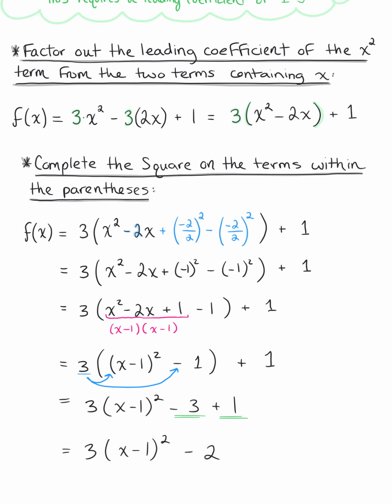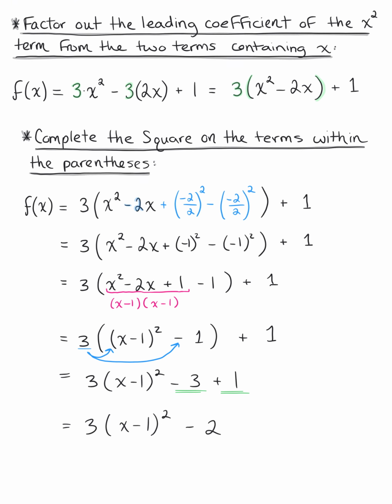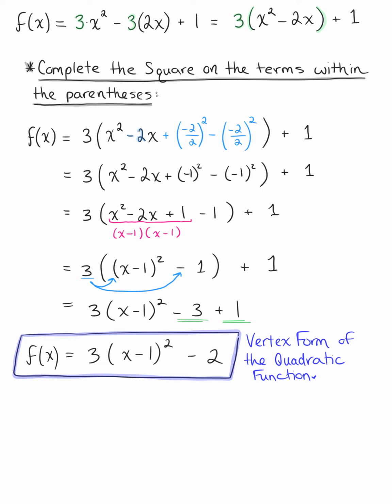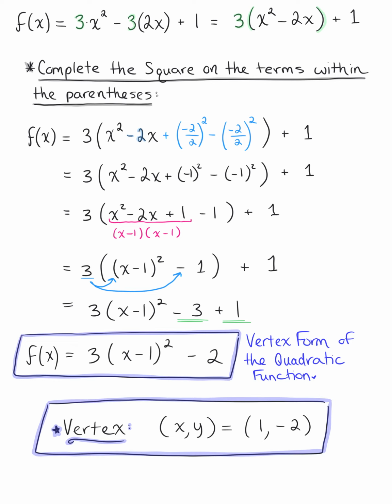So this is the vertex form of our quadratic equation, and using this form, we can see the coordinates of the vertex in this case are the ordered pair 1, negative 2. Making this our beautiful final answer.